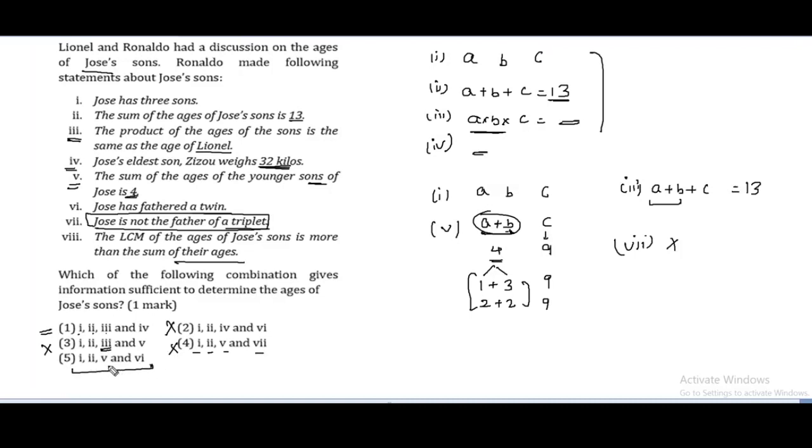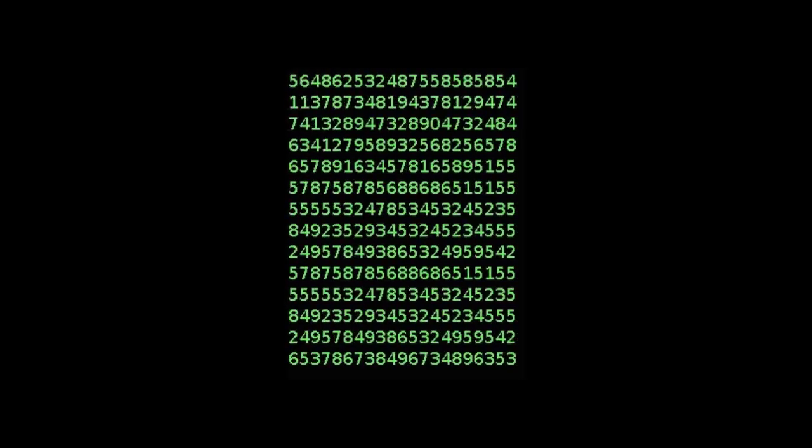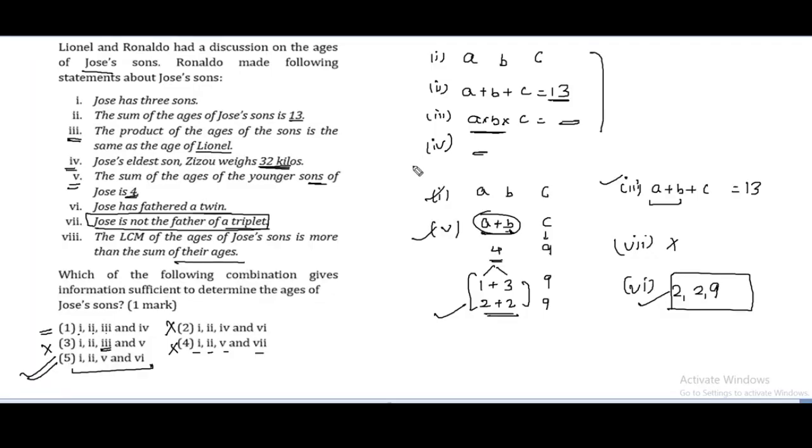But look at this: first, second, fifth, and sixth. Instead of the seventh, if I use the sixth information, it says Joe has fathered twins. Now, if Joe is the father of twins, I can get the answer. The ages will be 2, 2, and 9. So by using the first, second, fifth, and sixth conditions, we can get the answer, not with any other combination. So that is the correct answer. Easy question. If you put all the information in sequence, you can go through it very easily. Do not get confused about how to use all the information. We need not use all the information.